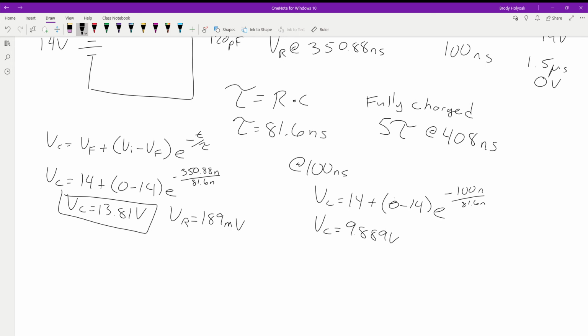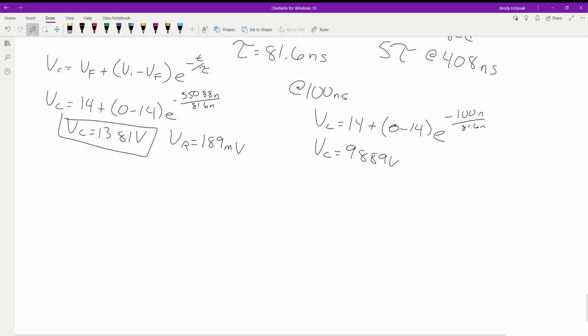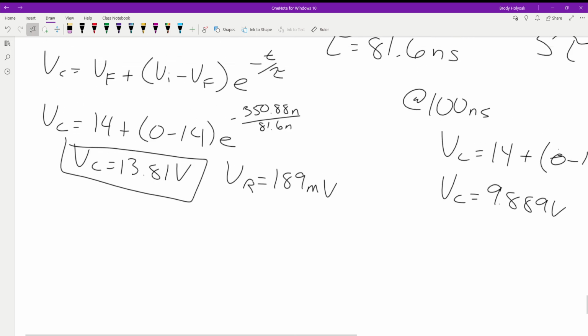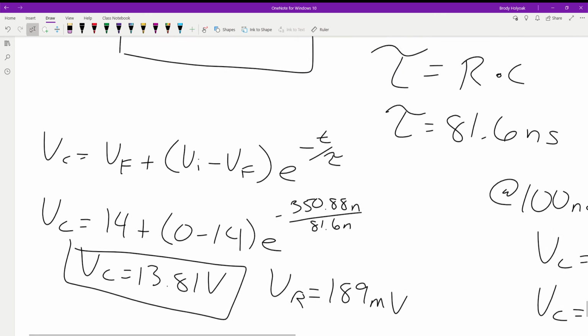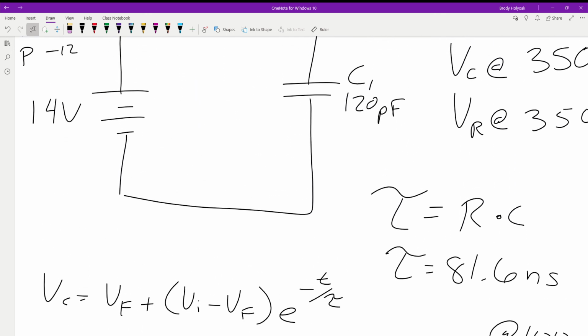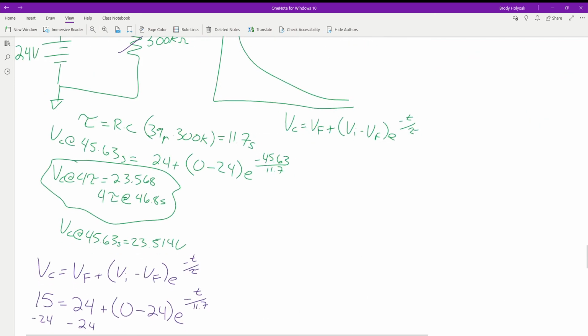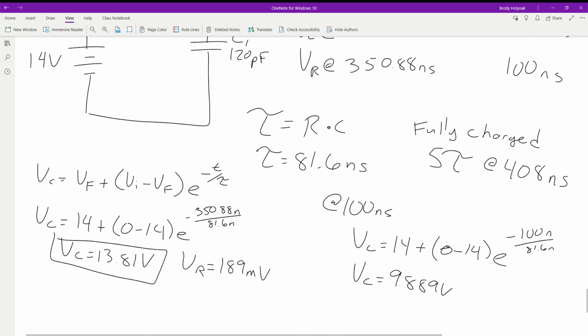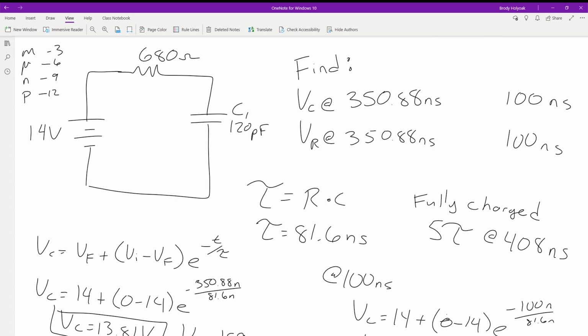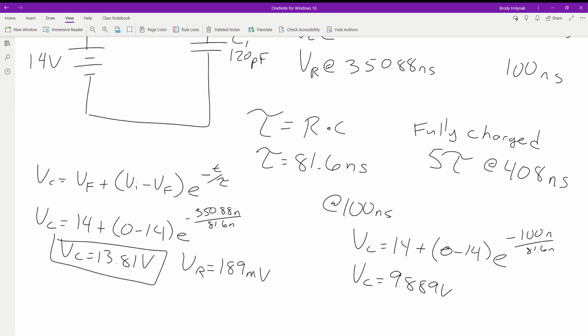Yeah. So we'll finish up with this one here in a second. So on our original equation, at the 350 nanoseconds, this is the voltage we had. We have 14 volts to start with for the whole thing. That has to be split up between those two components. So we're dropping 13 volts across our capacitor. The rest has to drop across our resistor. And so what we're seeing is we'll have the 189 millivolts across the resistor with 13 across the capacitor.